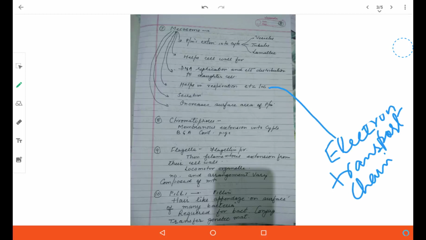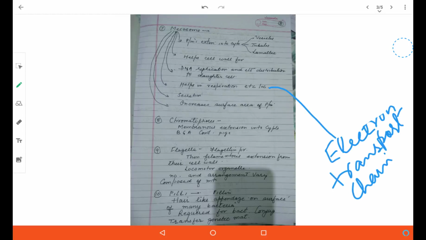They don't have any organelles which are membrane bound. That's why chromatophores, which harbor the colorful compounds, are present in membranous extensions into the cytoplasm. For instance, blue-green algae contain some chromatophores, and that's why they are of blue color.